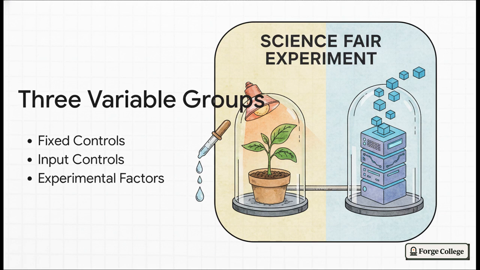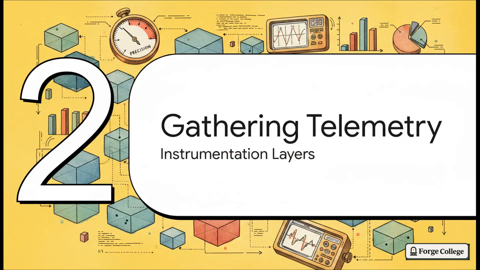In Web3 benchmarking, if we want to measure differences in smart contract execution, we have to lock down the network topology, the node versions, and the payload sizes. This guarantees any difference in cost is strictly due to the architecture, and not just because of a sudden spike in network congestion. Moving right along to section 2, gathering the telemetry.